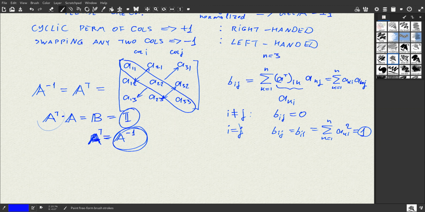Okay, 3-minute break, and we start with the second section.